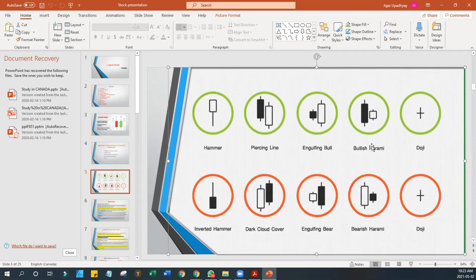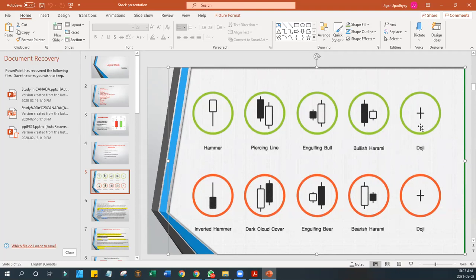Next candle is bullish harami. That's a Japanese word. Harami is a Japanese word meaning pregnant. So when you see the red candle and when you see a tiny green candle in it, that means there is a change coming. So that means bulls are getting born inside the bear. Okay, this is called bullish harami.